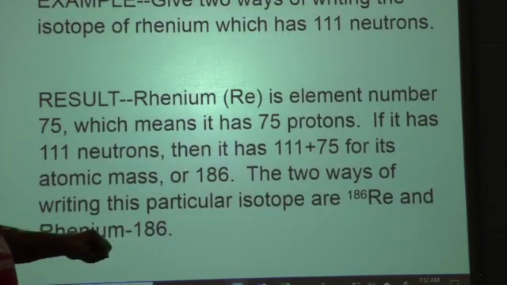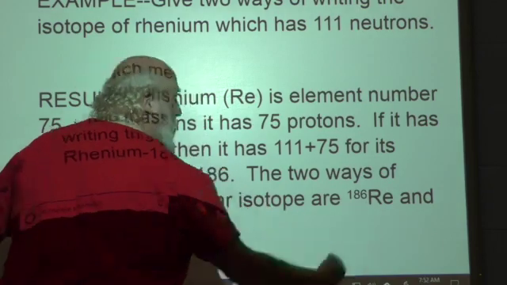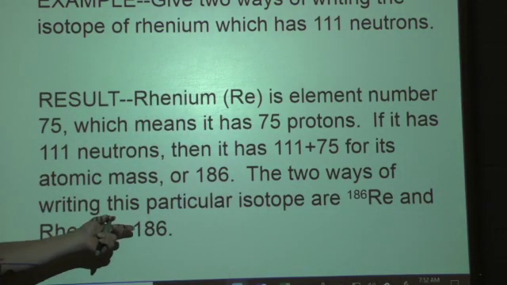And so when we write the two forms of the isotopes, we write in this form here, 186Re, or this form right here, rhenium-186.